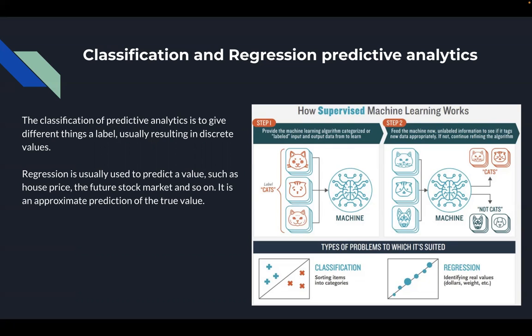On the other hand, regression is usually used to predict a value, such as house price, the future stock market, and so on. The common regression algorithm is a linear regression algorithm. Regression is an approximate prediction of the true value.